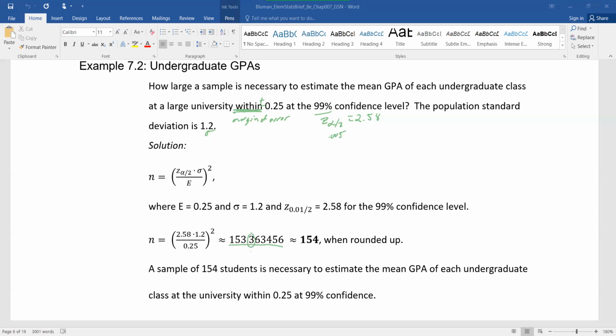But you need this part of a sample, so you will always round up. So for this to work out, for you to have a margin of error that's plus or minus 0.25 and be 99% confident in your population mean, you would need a sample of at least 154.